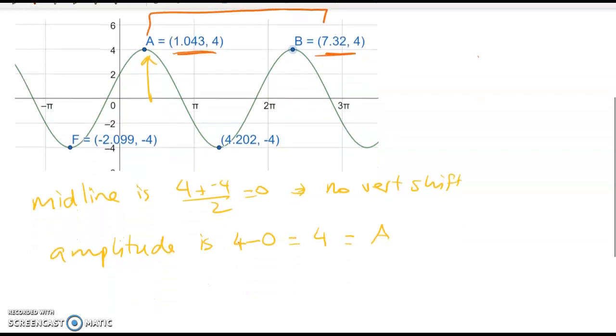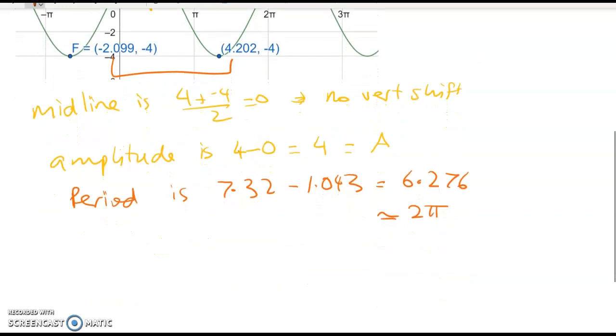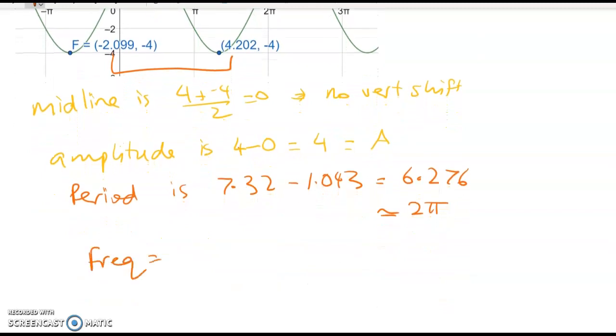Right, so one full cycle here. I could go from here to here, or I could go from here to here. I'm picking these two because they're positive numbers. So the period here is 7.32 minus 1.043, which is 6.276, which is roughly equal to 2 pi. Okay, so the frequency is just 1, right? So frequency is the usual period of the cosine or sine function divided by this period, which is 1. So b is equal to 1.